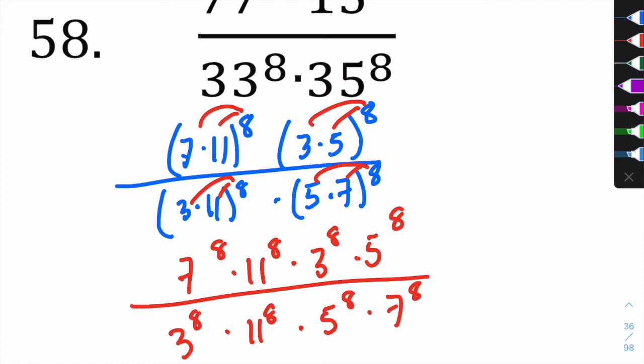It's really kind of the quotient property, but we also can kind of just think of canceling them. A 7 to the 8th and a 7 to the 8th, I mean, 7 to the 0 or 1. And we see the same thing happening with all of the other numbers. 3s, 5s, 11s, you're all gone. And our final answer is just 1.